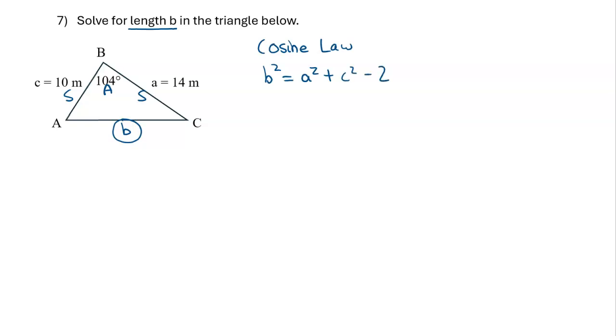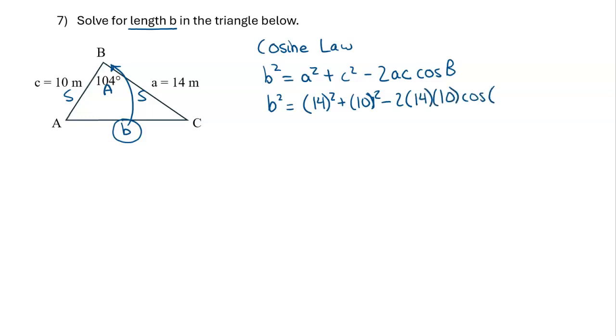Now notice here, because it's side b we don't know, we're writing the cosine law with b squared equals a squared plus c squared, the two sides we do know, minus 2ac times cosine of B. That little length b has to correspond with the angle at the very end, and all the other letters are for the other two sides. So what we get is b squared equals 14 squared plus 10 squared minus 2 times 14 times 10 times cosine, and we sub in that angle B, 104 degrees.